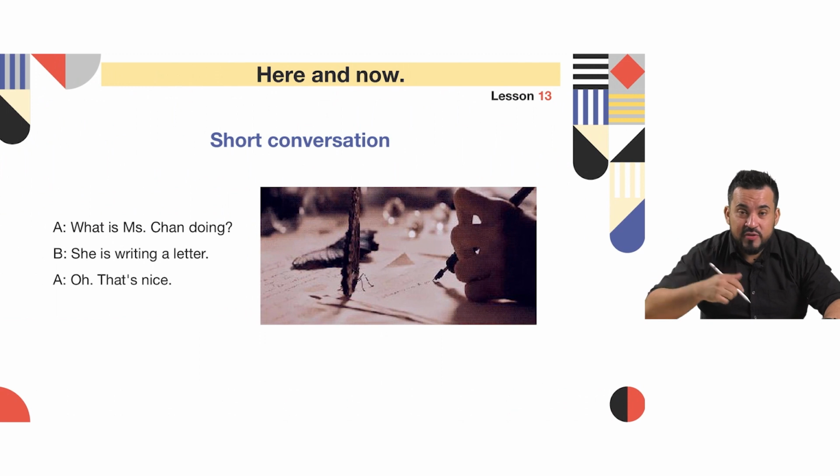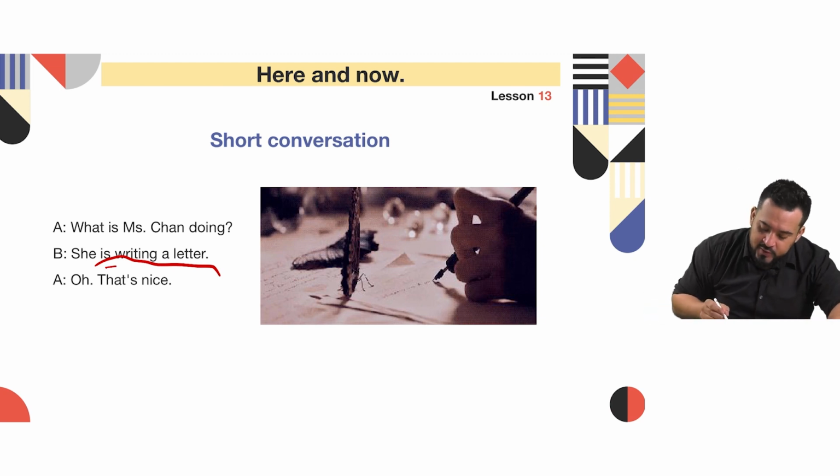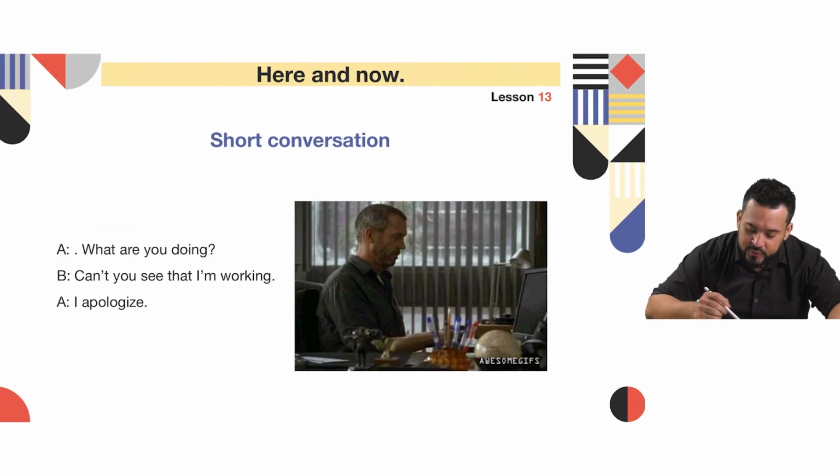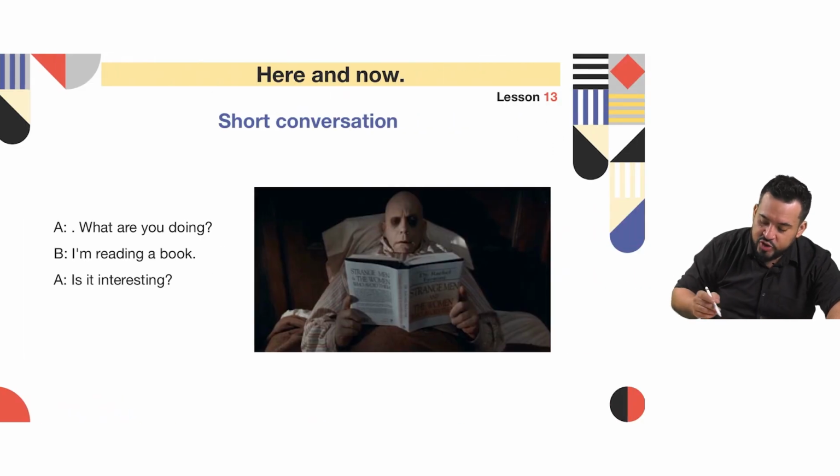Okay, now let's do some short conversation practice with present continuous. What's Miss Chang doing? She's writing a letter. Oh, that's nice. Okay, verb to be, writing, verb plus ing. What are you doing? Can't you see I'm working? I apologize. I apologize is a different way of saying I'm sorry. In the question form, we put the verb to be plus verb and ing, and in the answer we use am plus verb plus ing.